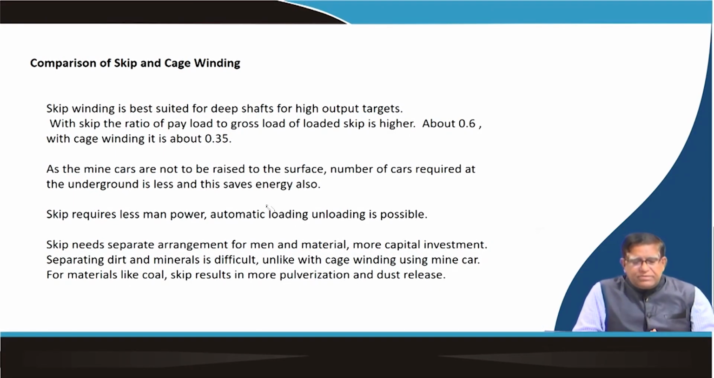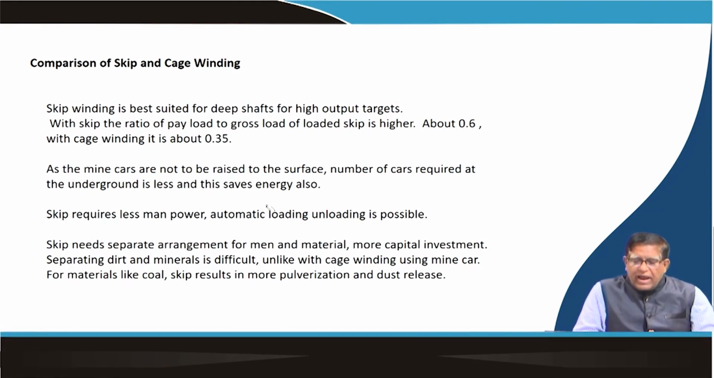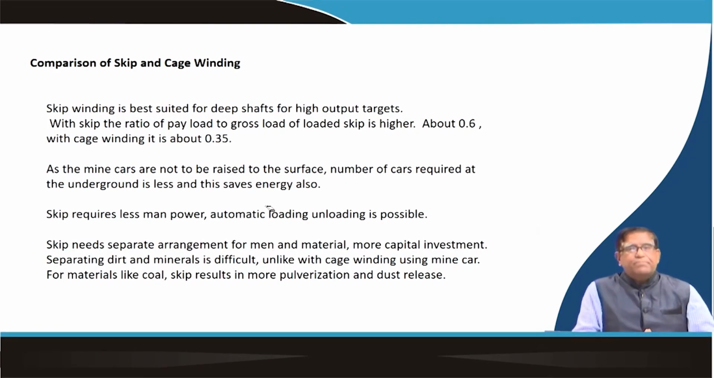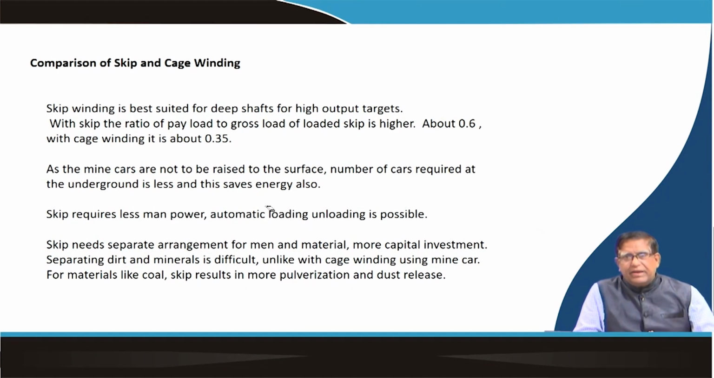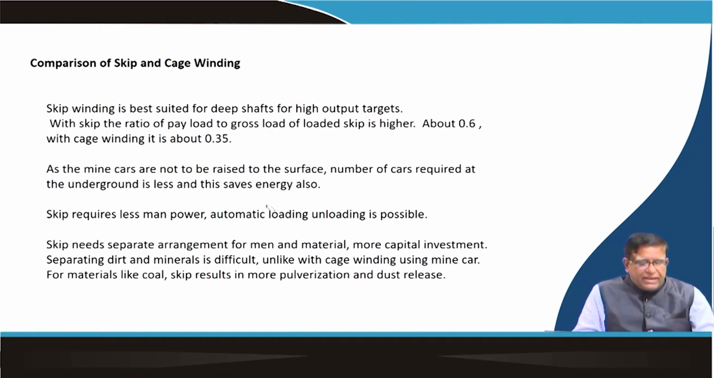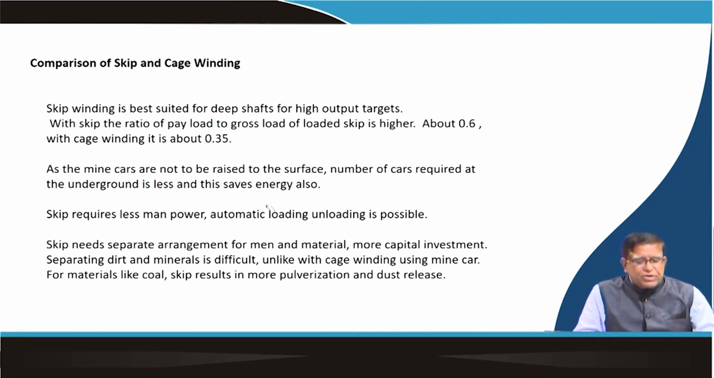So, as I said, the skip winding is best suited for deep shafts and high output targets, which keep the ratio of the payload to gross load of the loaded skip higher. That ratio can go up to 0.6 in case of skip winding, but in cage winding it goes up to 0.35, because the mine car has its own weight. As the mine cars are not to be raised to the surface, the number of cars required at the underground is less, as I already told you.